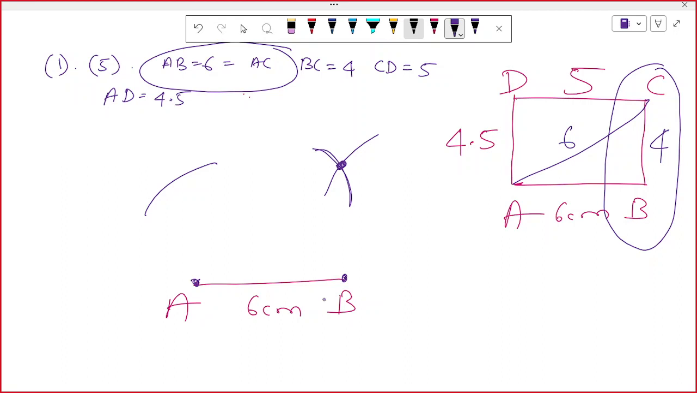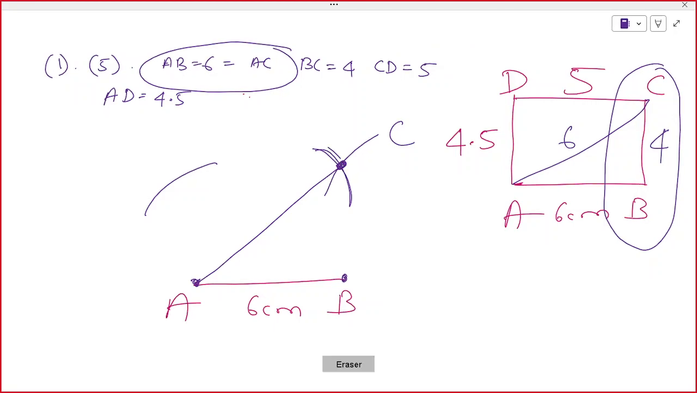Look here, I'll repeat. Draw base AB 6 centimeters. Then draw the diagonal. If you want, draw AD. If not, draw the diagonal first, AC. So this becomes diagonal AC. Then connect B and C. That is 4 centimeters. Take 4 centimeters, cut another arc, you'll get a point.